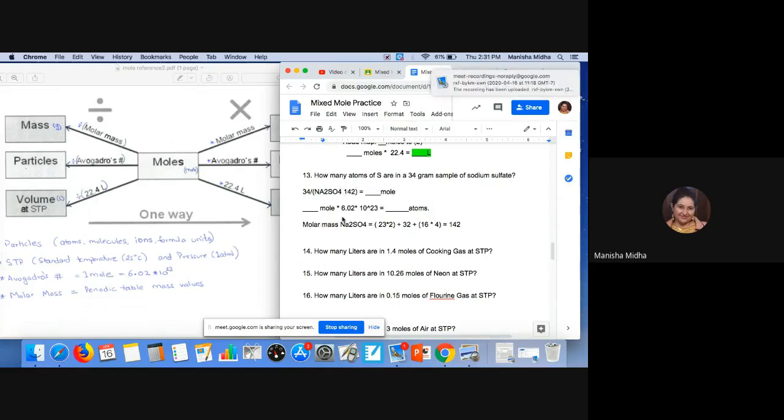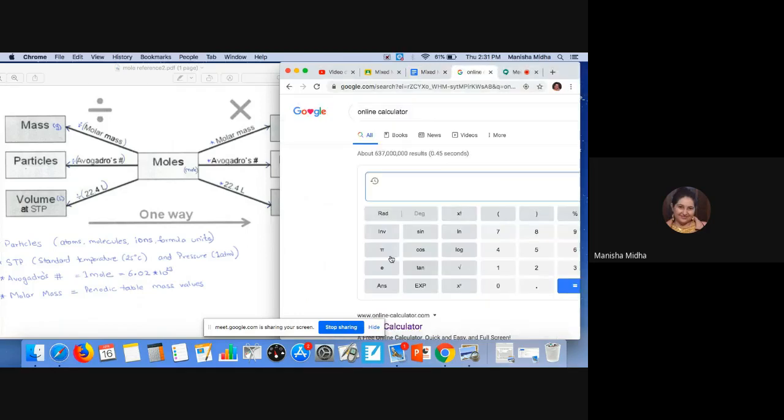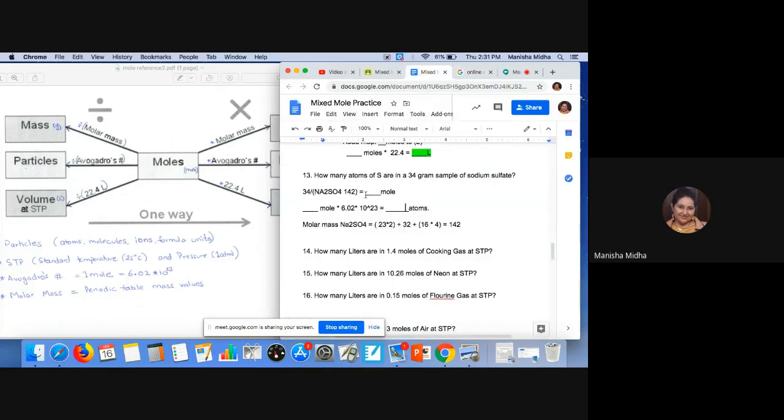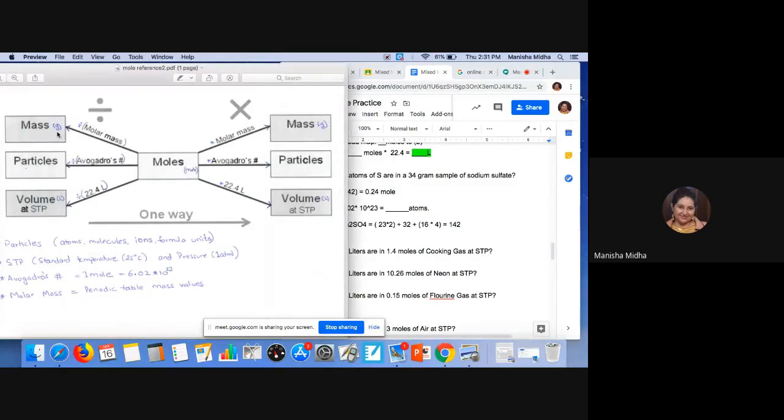Let's do that on the calculator. I have an online calculator on my computer, so you can see what I'm doing. So 34 divided by 142, and you get 0.239. I'm not going to write all these extended decimal values. I will just use 0.23, and because there is a 9 here, I will round up to 0.24. So I'm going back here. I got my value. It's 0.24 moles.